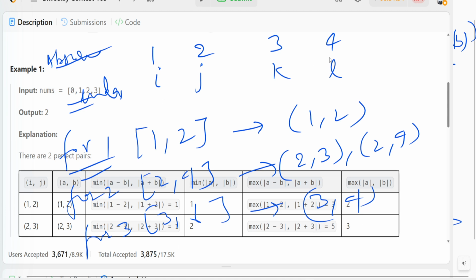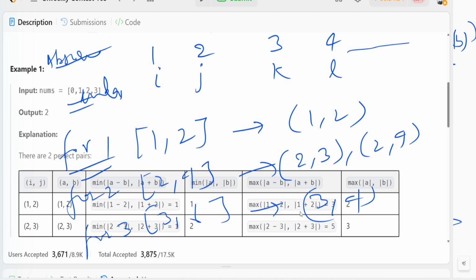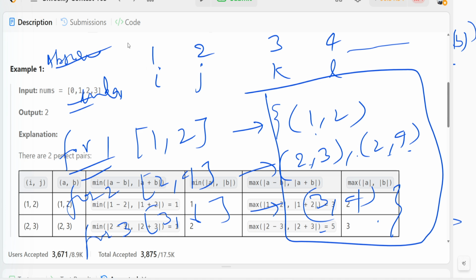But when we talk about 4, we do not have a higher partner in this range, because for 4 we have to go till 8, which is not in our range. It means the pairs we have are 1, 2, 2, 3, 2, 4 and 3, 4. These are the pairs we have in this range. I hope you understand, right?